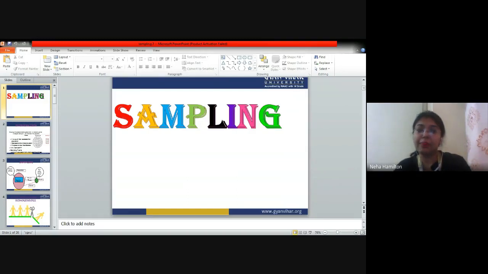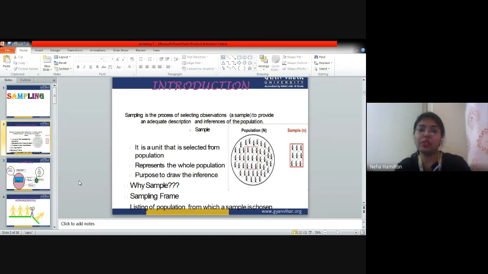Basically, sampling is taking a representative part of population from your population that is the right representation of your population. So that is called sampling, right? So I assume that we have covered the basic concept of sampling. For example, in this big circle, this shows the total population, and this small red rectangle that you are seeing shows the sample that you have chosen from the population. So, sampling is a process of selecting observations to provide adequate description and inferences of the population. It is a unit that is selected from population and represents the whole population.